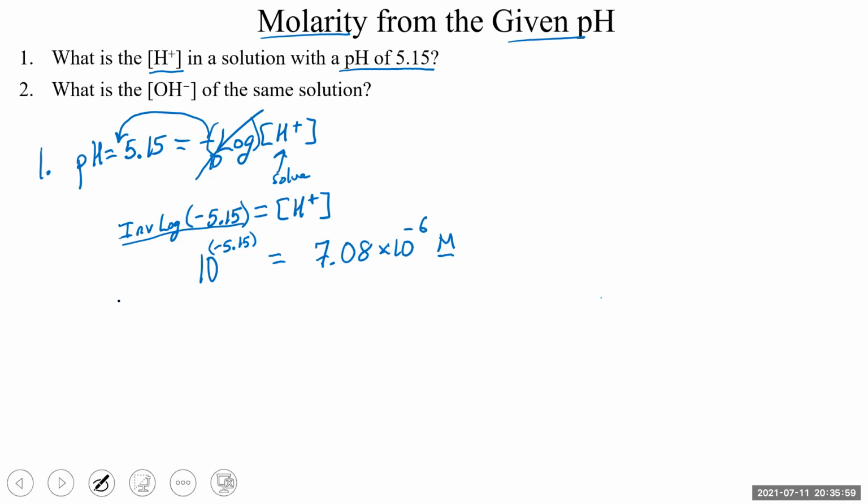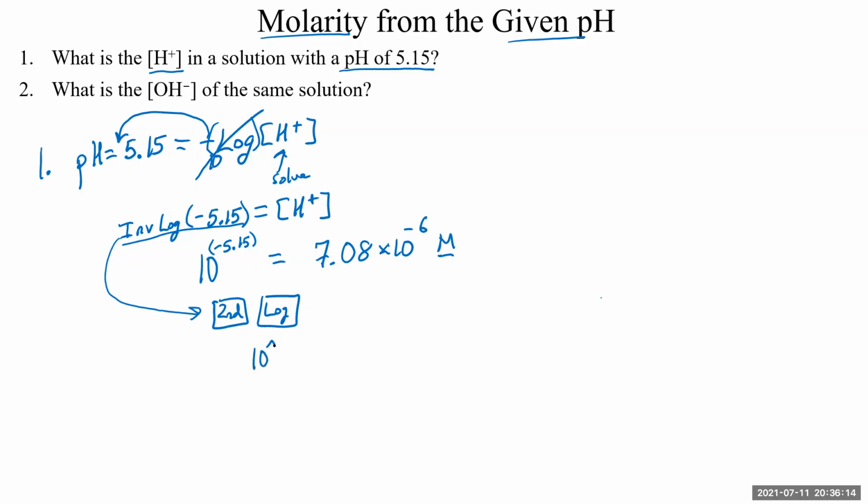I'm going to do it the other way too. I'm going to do the inverse log way. So I'm going to type in second log, so second log gives me inverse log. Then I'm going to type in my negative, which is in parentheses, by the way, and then 5.15. Then I hit equals after typing in 5.15. And I get the same thing, 7.079, or 7.08 is what I'm going to round to, times 10 to the minus 6. And of course, it's molar.